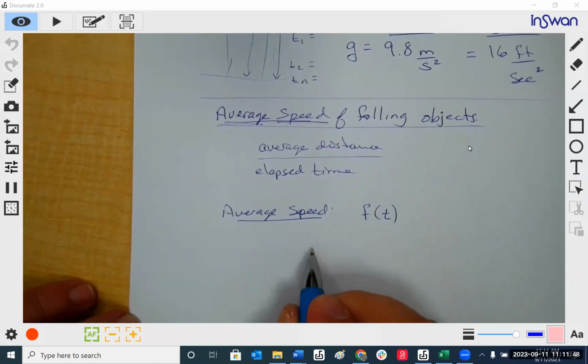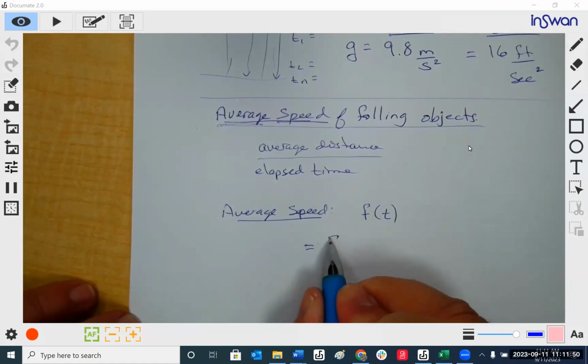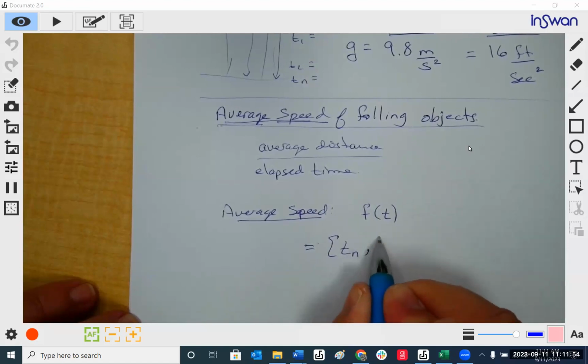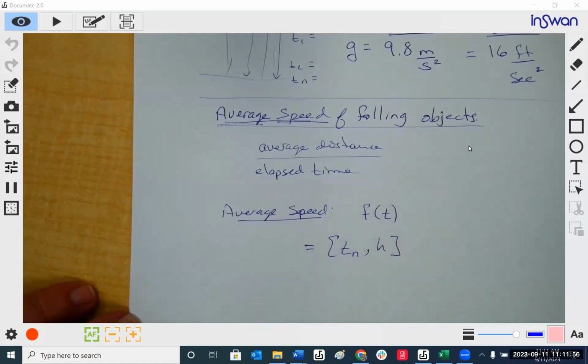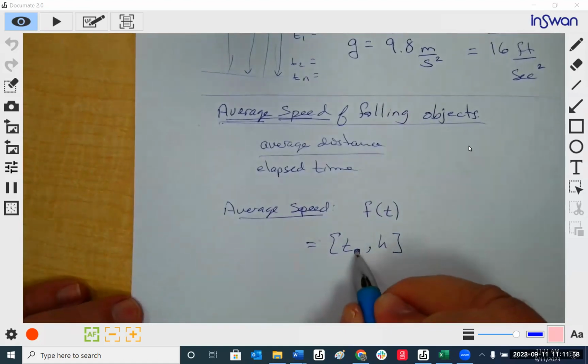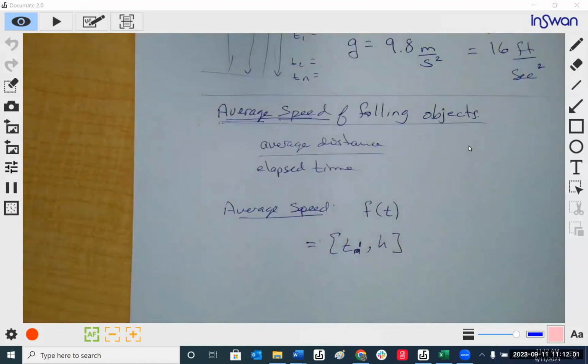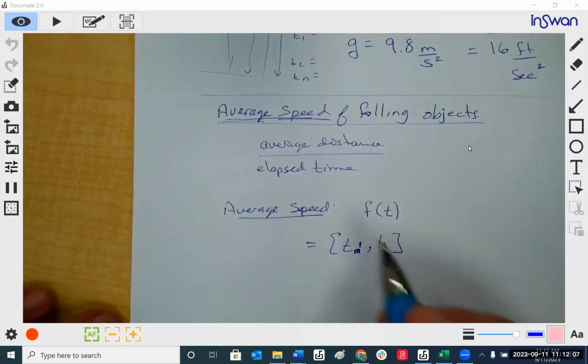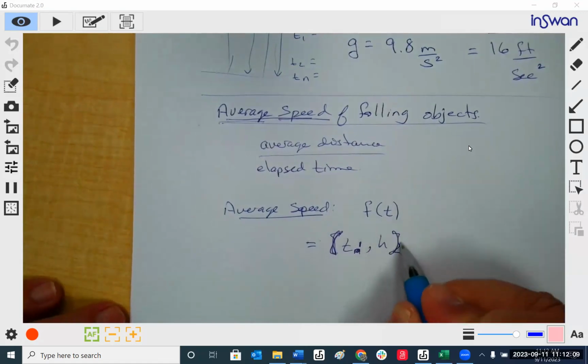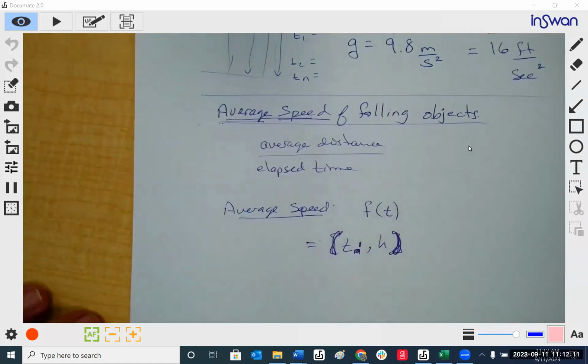So we have the average speed equals T N H. Well, let's say T1 H. What does that represent? No, actually, I shouldn't use that. I should use parentheses.